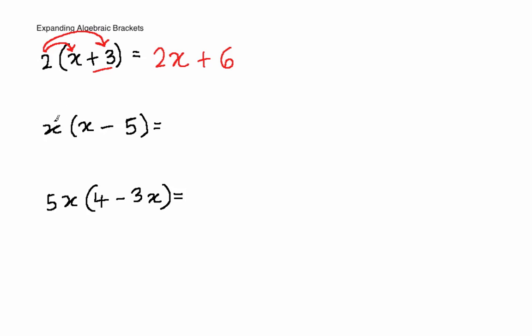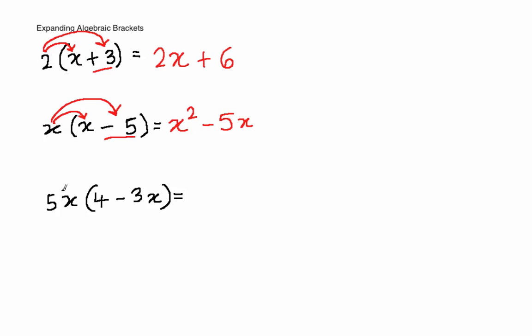In the second example, we're multiplying x by both of the items inside the bracket. First of all, x times x gives you x squared. Note how this is different to 2x. Next, you multiply the same x by the second part of the bracket. Again, we consider this as a whole. It's minus 5. So x times minus 5 is minus 5 lots of x.